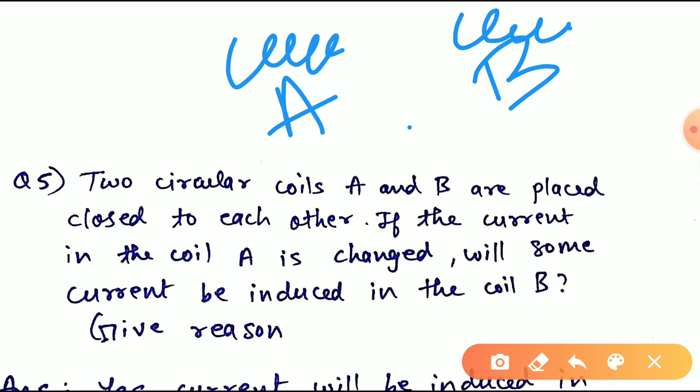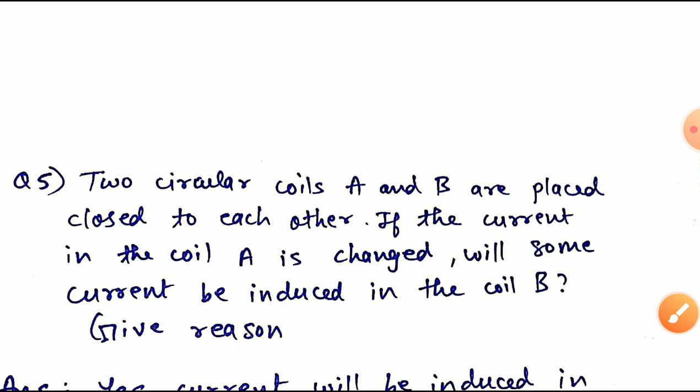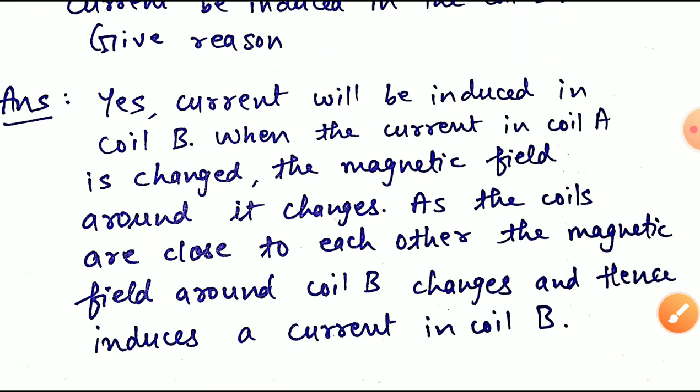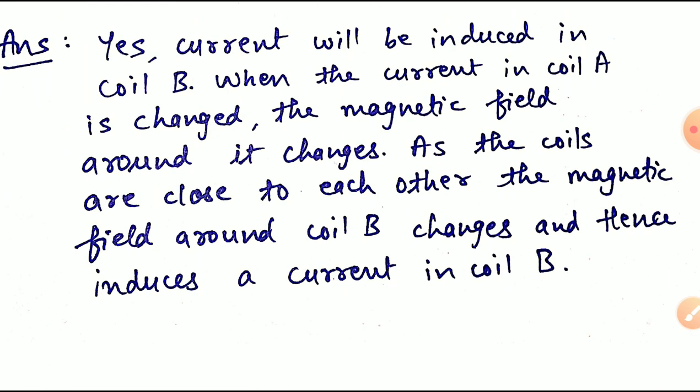If the current in coil A is changed, suppose there is any change in the current I, will some current be induced in coil B? What will happen? Will something happen or not? Yes, we have already discussed this topic. Yes, current will be induced in coil B.